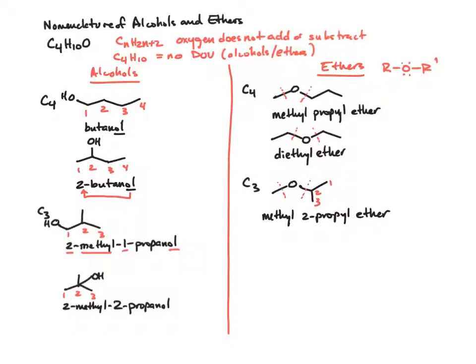So at this point, we've exhausted all the possible constitutional isomers for the ethers. But we can see in terms of a summary, given the molecular formula C4H10O, we can draw 4 possible alcohols, 3 possible ethers, for a total of 7 different constitutional isomers of either alcohols or ethers. Important to this is always determining the degrees of unsaturation first, because that's going to help you navigate towards which functional groups you can include or which ones you can definitely exclude.